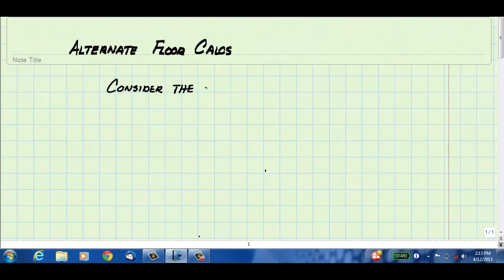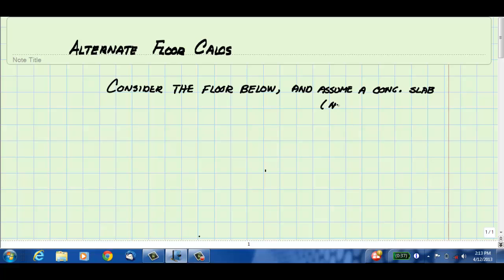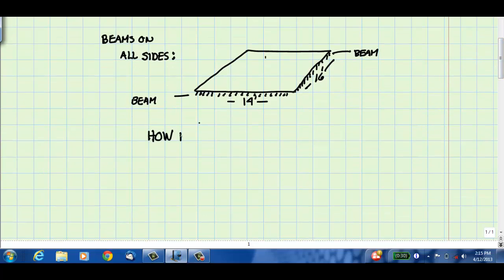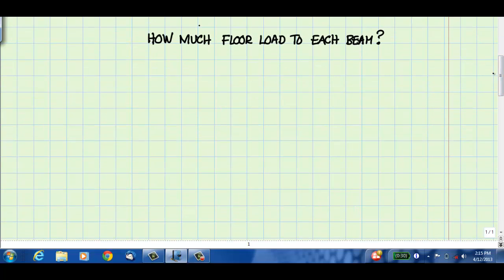Let's look at a different floor, the same size as the one previously examined. This is now a solid cast-in-place slab, not the precast hollow core. The dimensions are the same, but the slab is supported by beams on all sides. Now the question is, how much of the floor load goes to each beam? We'll again use tributary areas.